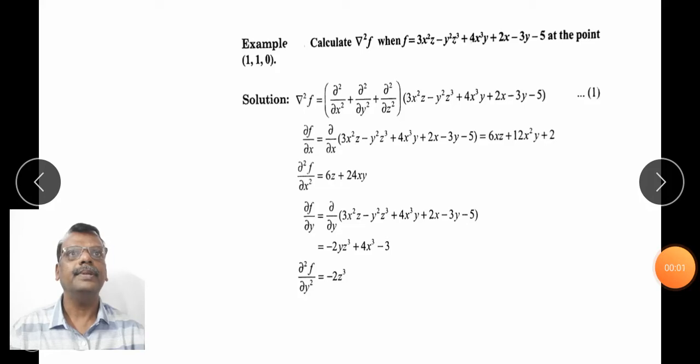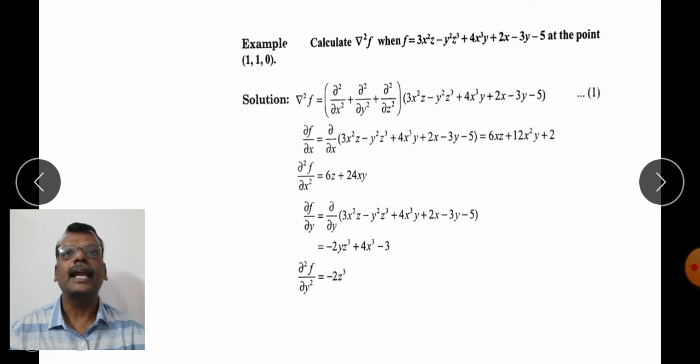Now coming to the next one, calculate del square f when f is equal to 3x square z minus y square z cubed plus 4x cubed y plus 2x minus 3y minus 5 at the point (1, 1, 0). Now we are going to find del square f, which means we have to use the Laplacian operator. Laplacian operator means dou square by dou x square plus dou square by dou y square plus dou square by dou z square. Here given f is a scalar point function.